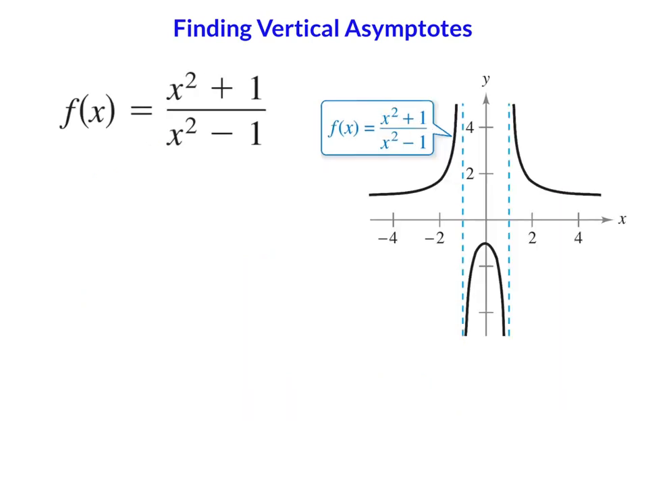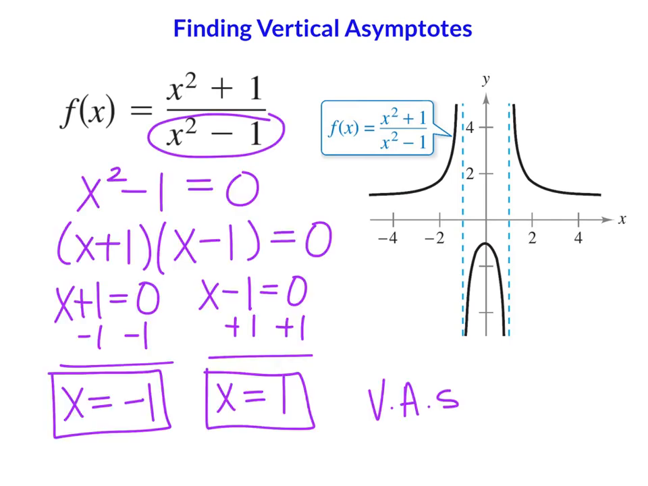Now let's try this one. Also a rational function. Got a variable in my denominator. So let's set that equal to 0 and see what we find. Once I set that equal to 0, I realized that this is a difference of squares, and that's a quadratic. So I'm going to factor this to be x plus 1 and x minus 1, set them both equal to 0, and I get two vertical asymptotes here. One at x equals negative 1 and another at x equals positive 1.